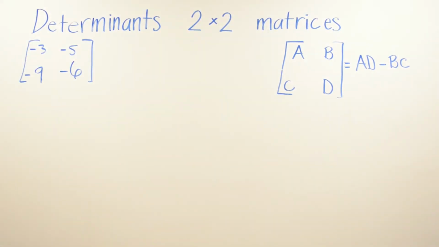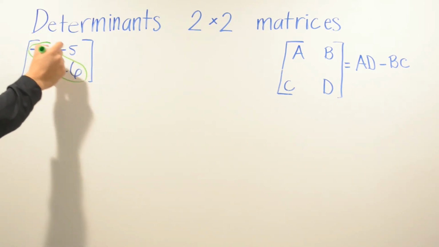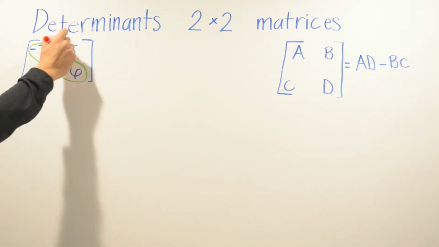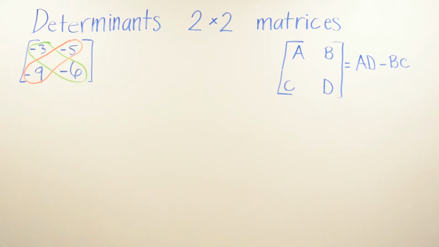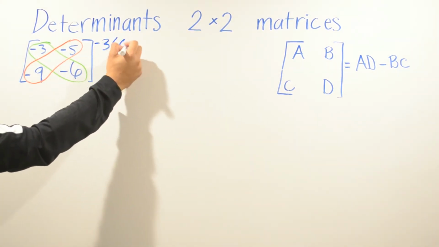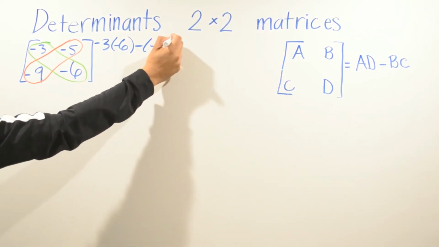In this example, we have -3, -5, -9, and -6. In the formula on the right hand side, you can see it's AD minus BC. You're multiplying A and D minus the multiplication of B and C. So we're going to go ahead and cross multiply -3 and -6. Now we're going to multiply -5 and -9. So we're going to multiply -3 times -6 minus -5 times -9.